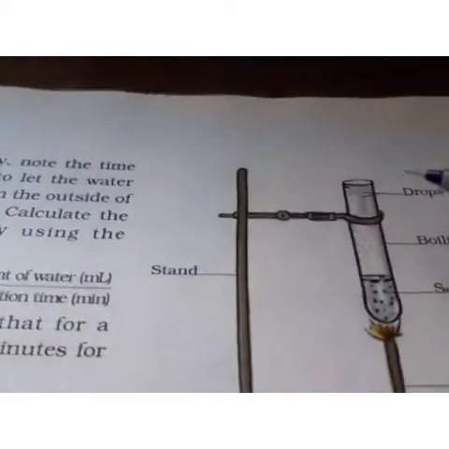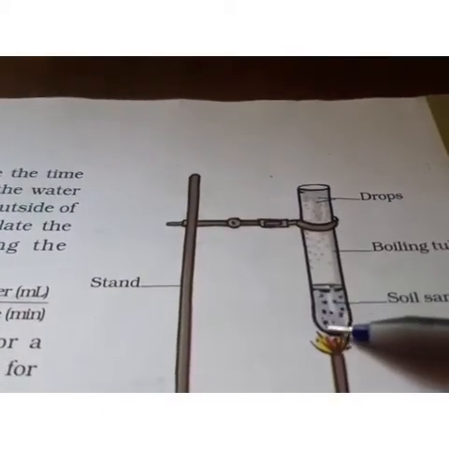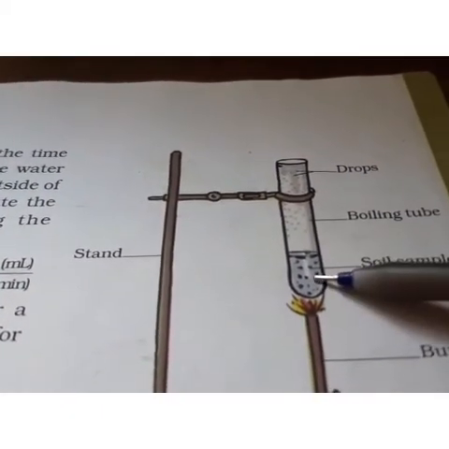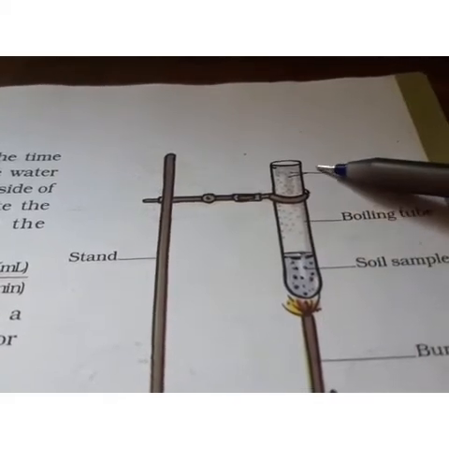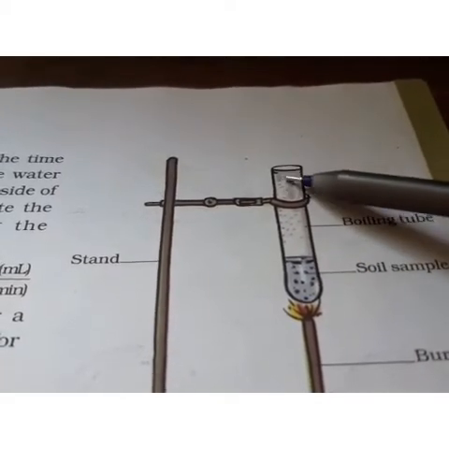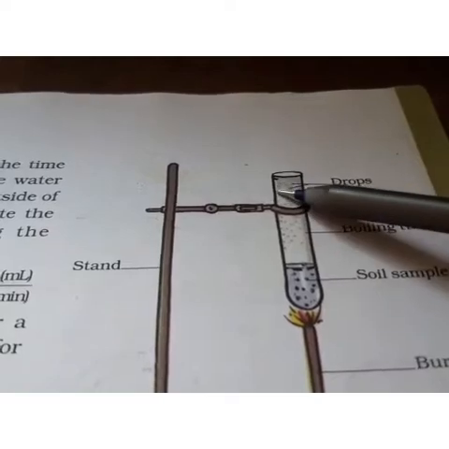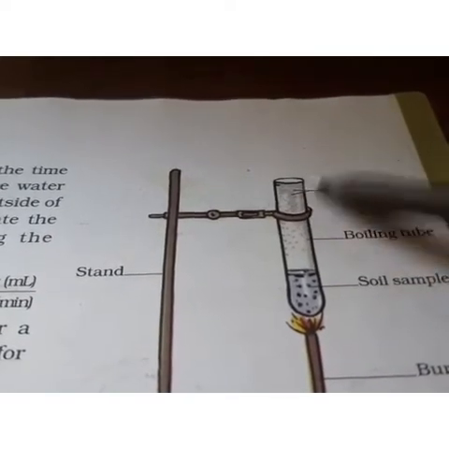As you can see here, this is the boiling. You can see the water starts evaporating, and here at the cooler part of the test tube you can see the drops of water condensing on the sides of this test tube.